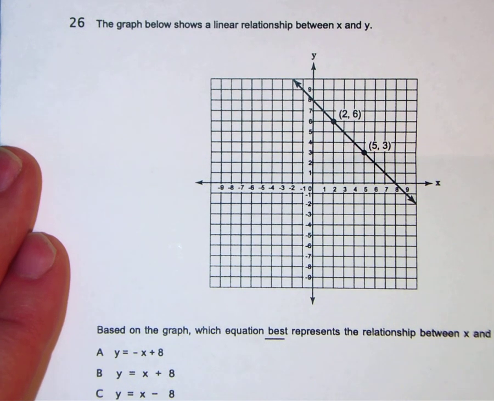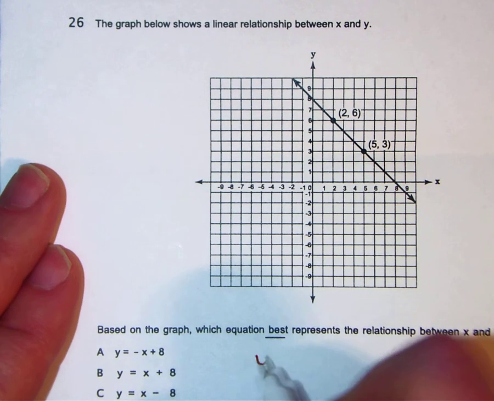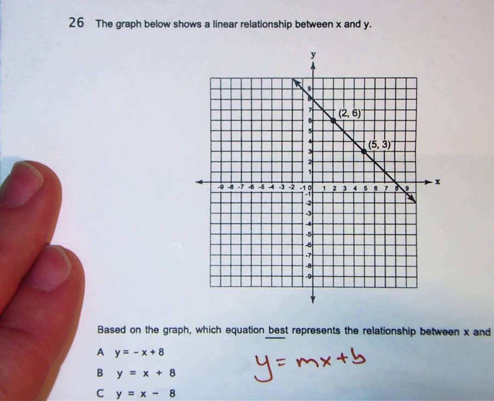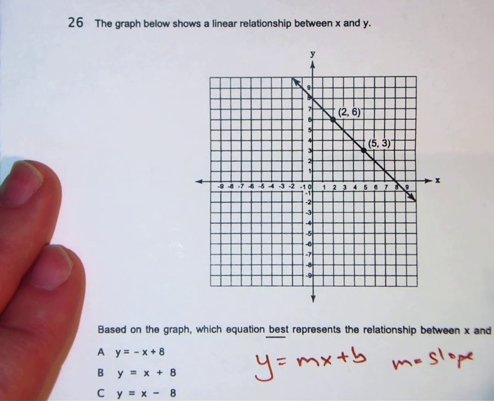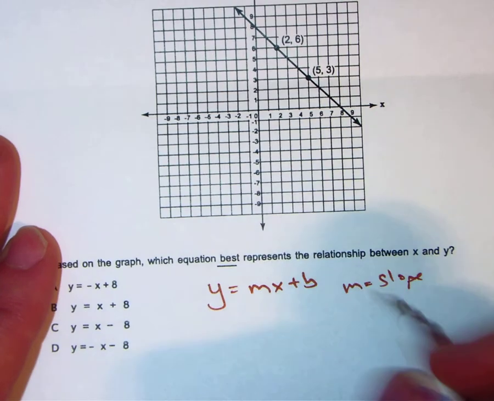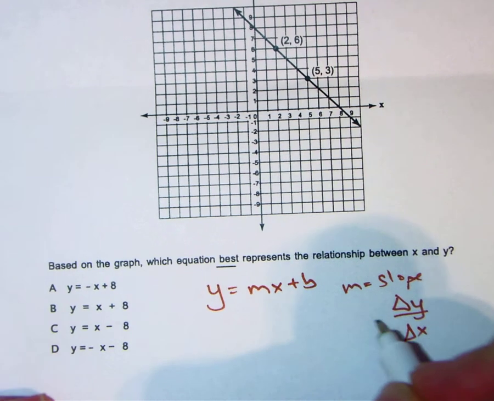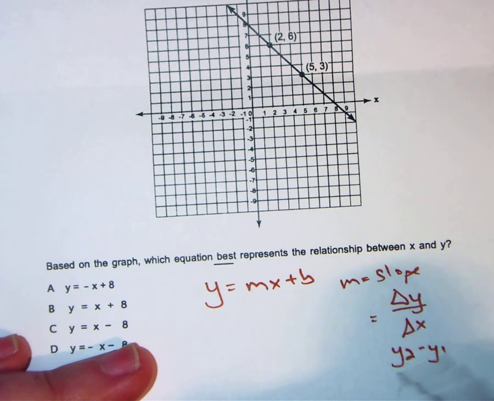So I know it's a linear relationship, and I know that means I can use y equals mx plus b, okay, where m is my slope. And I can find out my slope because I have 2 points here. So slope is the change in y over the change in x. And it's y2 minus y1 over x2 minus x1.